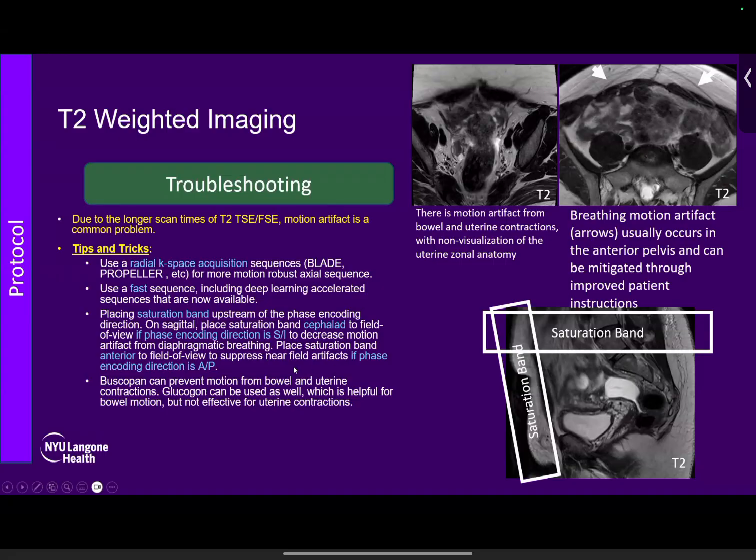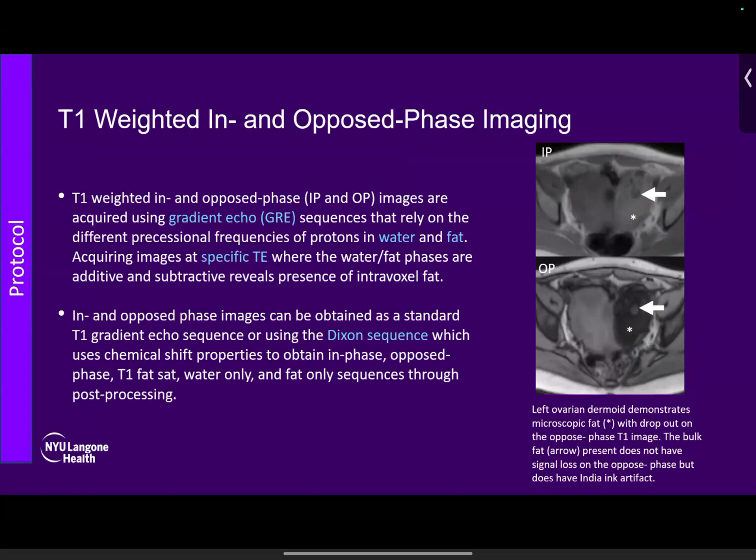So you could use that one as well, or placing saturation bands to decrease the breathing motion artifact. So these are some tips and tricks that can help to decrease motion artifact. You could tell these little radial bands, that's all from breathing motion. But typically T2 has the least amount of artifact of your sequences.